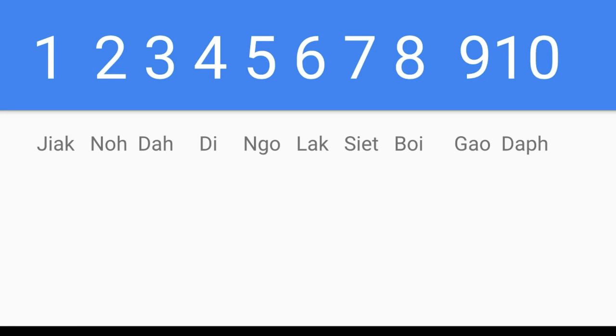Okay. So 1 is jack. And then 2 is no. It's like you're saying no, but with an extra h at the end. And then 3 is da. And then 4 is ti. And then 5 is ngo, not no, it's ngo.